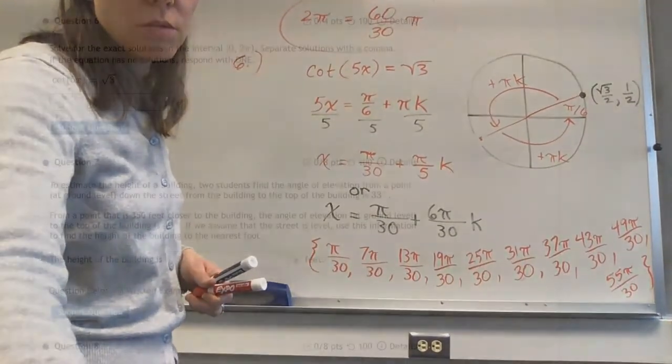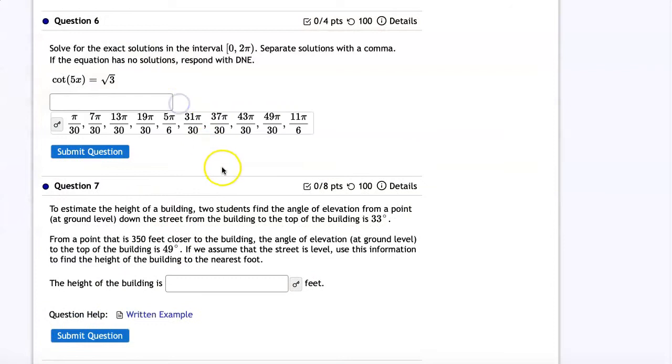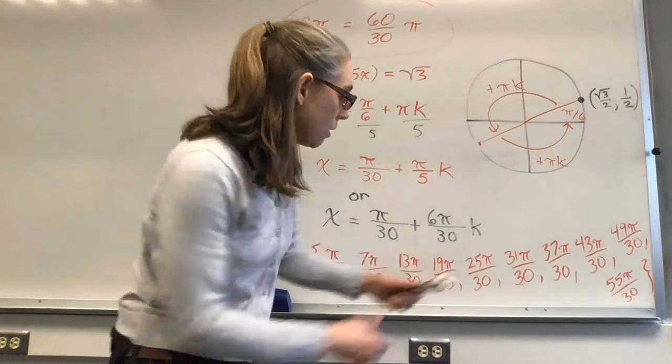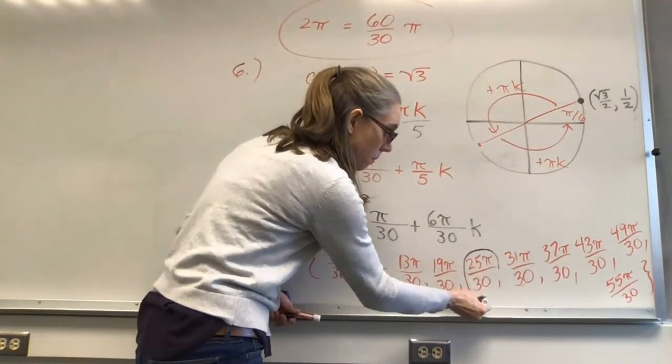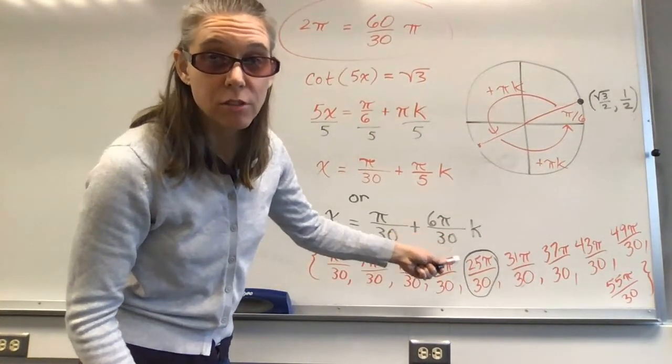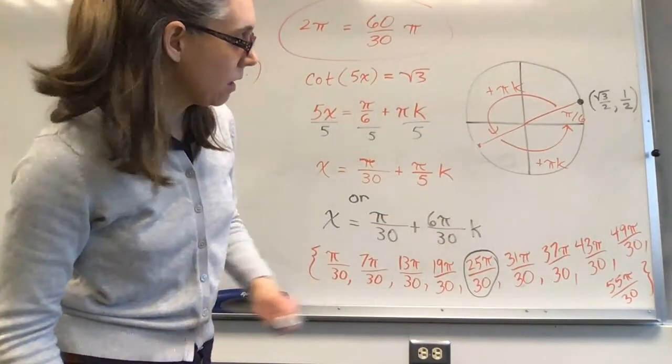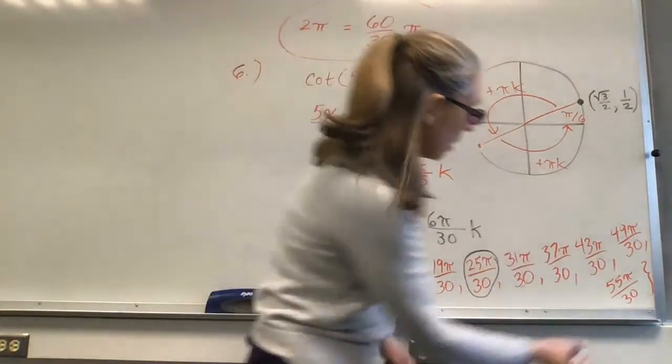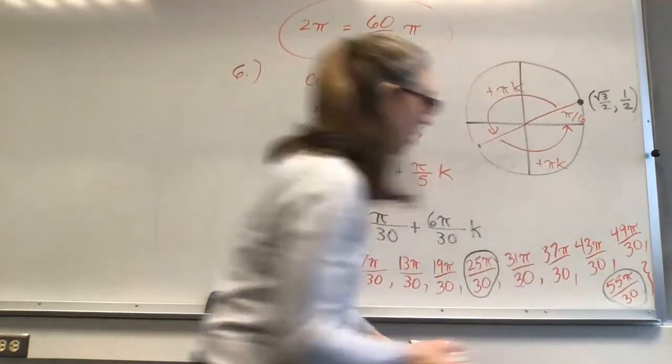Okay, so now let's go to the MyOpenMath result. And you can see that all of these are listed out. You got your pi over 30, 7 pi over 30, 13 pi over 30, 19. What happened here is that I ended up with a 25 pi over 30. You can see it right here. This 25 pi over 30 reduces. So you want to list it as a reduced answer. And let's see, is there anything else that reduces? This one right here at the end, 55. Those are the only ones that reduce.